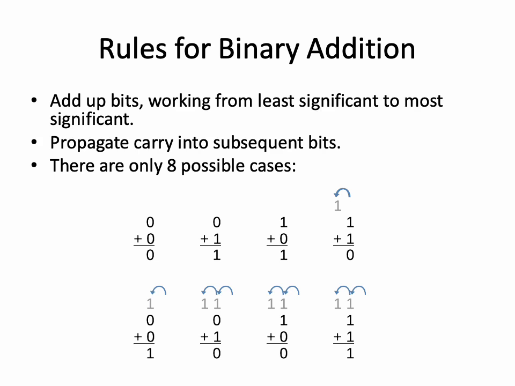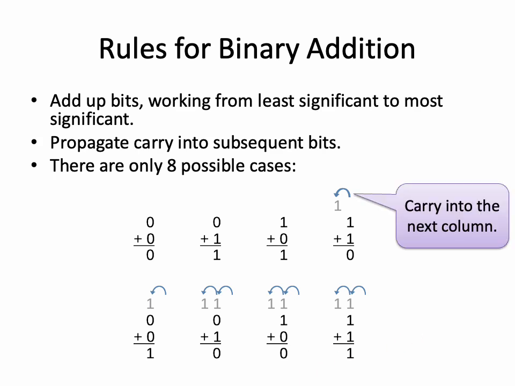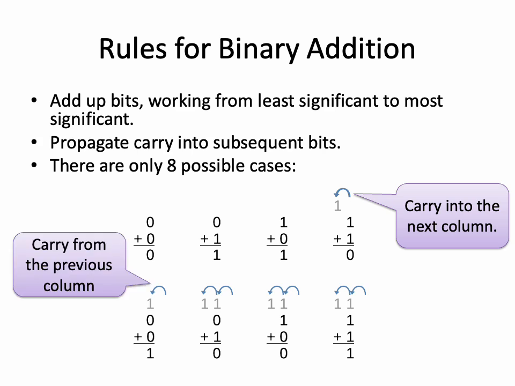So because we have to propagate the carries, we end up with 8 cases. 0 plus 0, 0 plus 1, 1 plus 0, which is just not going to have a carry anywhere, and then 1 plus 1, which is 0 with a carry of 1. And then in the bottom half of this table, I have the same numbers, only I had to carry a digit in from wherever I came before. So we're going to carry into the next column, or we need to carry from the previous column.